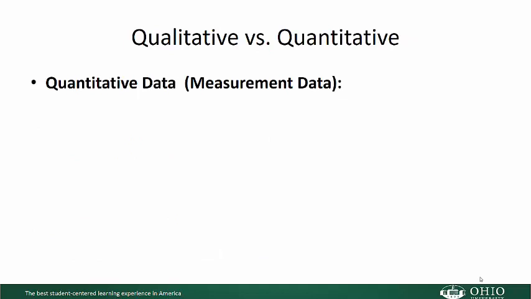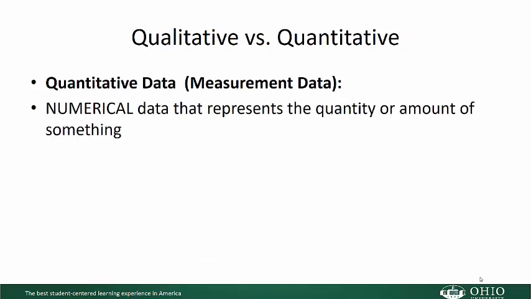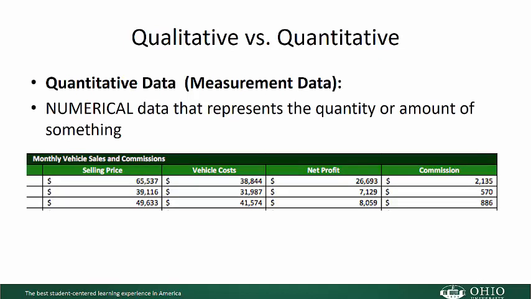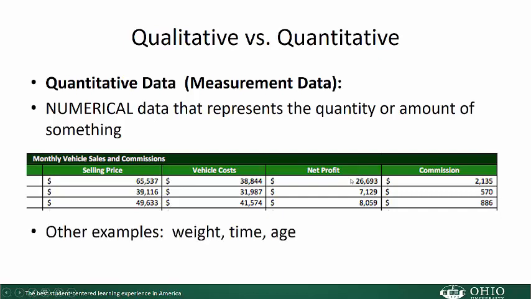Quantitative data, which is often referred to as measurement data, is numerical data that represents the quantity or the amount of something. For example, selling price, vehicle costs, net profit, and commission are all examples of quantitative data. You can see that the data is numbers, and those numbers are referring to the quantity or the amount of something, in this example, dollars.